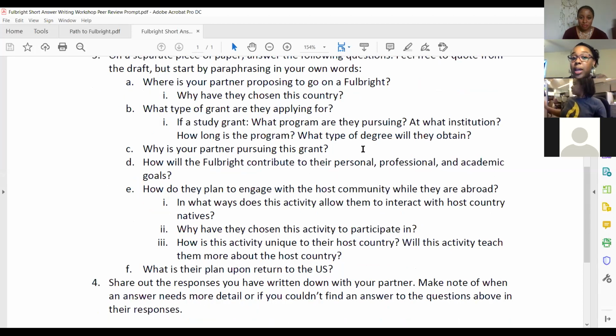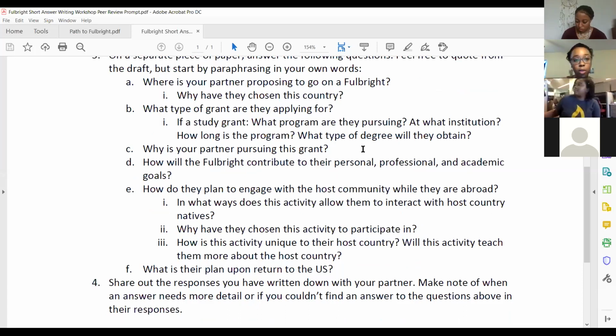Why are you pursuing this specific grant type? So, I really want to go to Chile because I love this part about their culture. I love the food. I studied abroad there. So I get the why you want to go there. Okay, so why aren't you applying for a study grant? Why are you applying for an ETA? That needs to be clear. I need to know why you chose an ETA over a different type of grant.